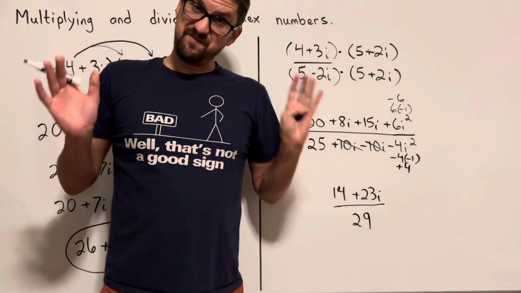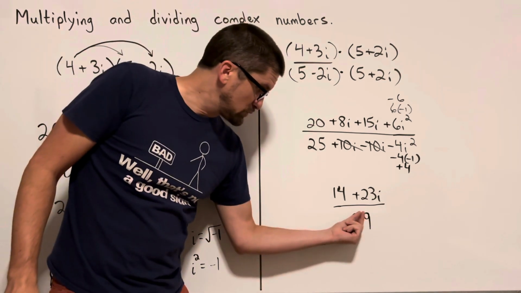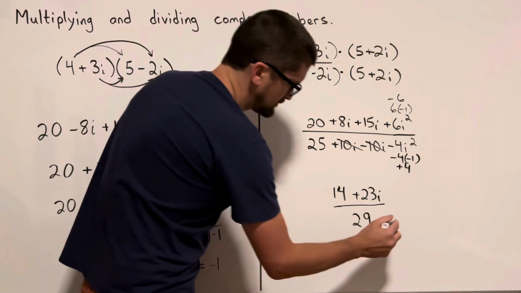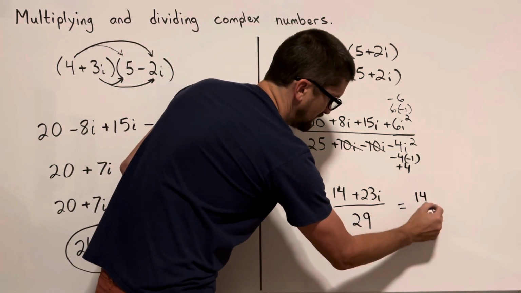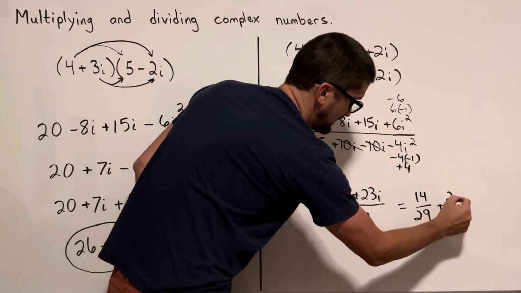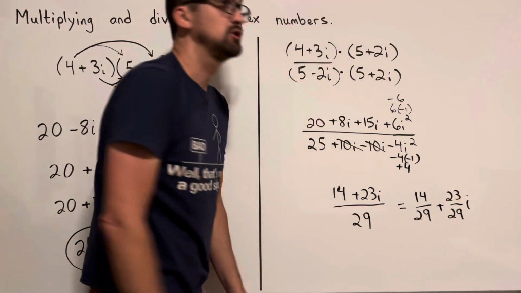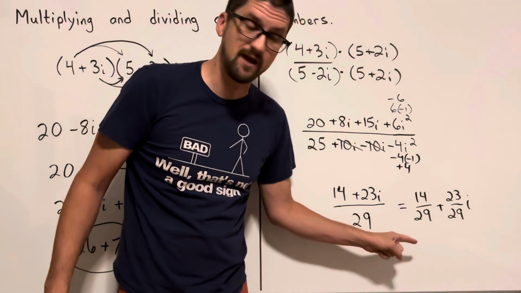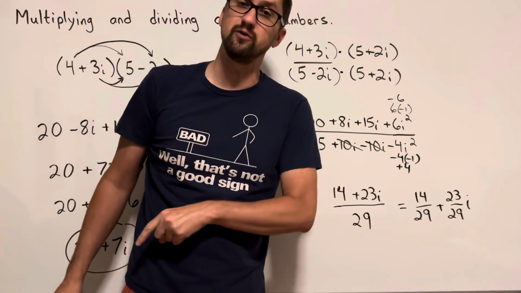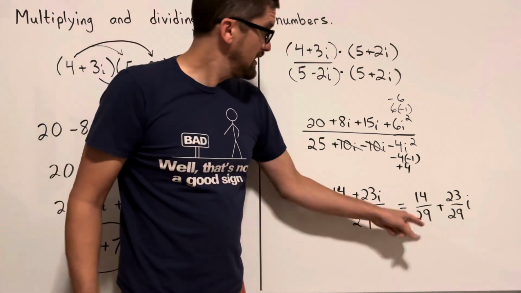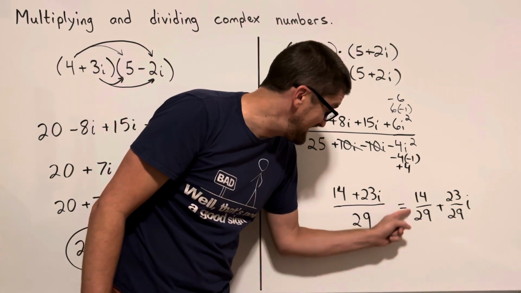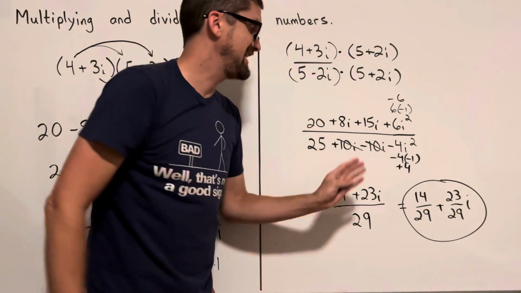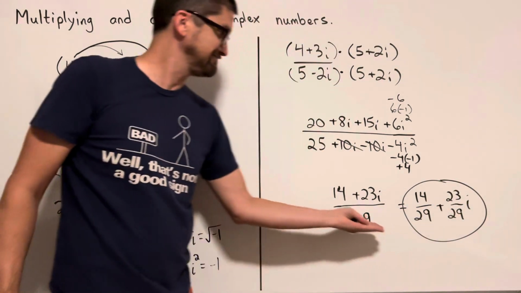Now what you want to do to finish it is to take the 29 and split it up. So we're going to end up with 14 over 29 plus 23 over 29 i. The reason for splitting it up is so that you can see clearly what the real part is, 14 over 29, and what the imaginary part is, 23 over 29. Make sure the fractions are simplified. It looks like they are, so that is going to be the answer to the second one. There you go.